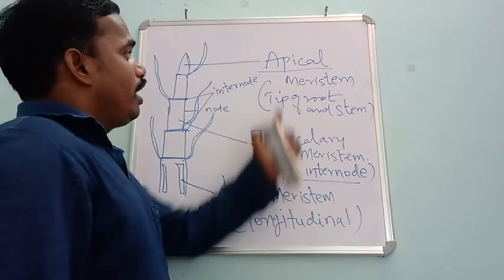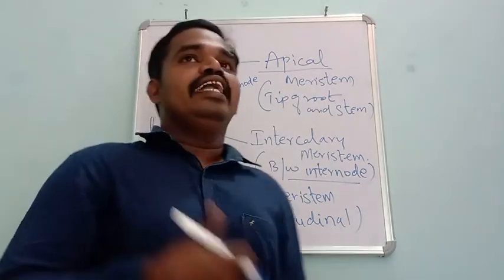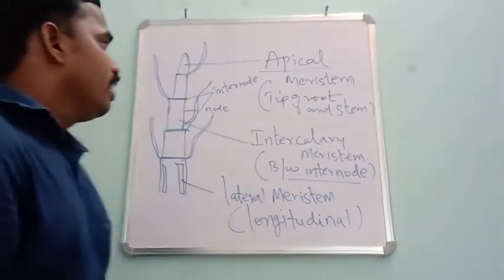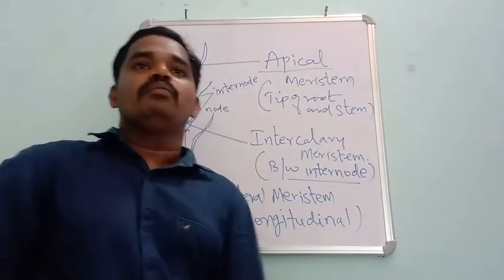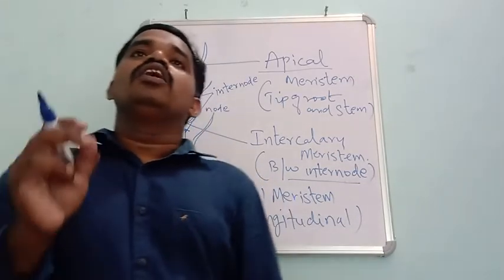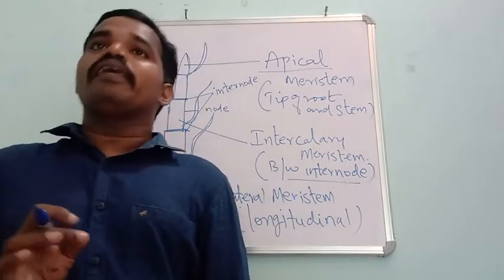So it loses dividing capacity, then it develops as a permanent tissue. Okay, that we will discuss later. So what is the function of the apical meristem? The apical meristem is involved in increasing the length of the root and shoot, and overall growth of the plant.